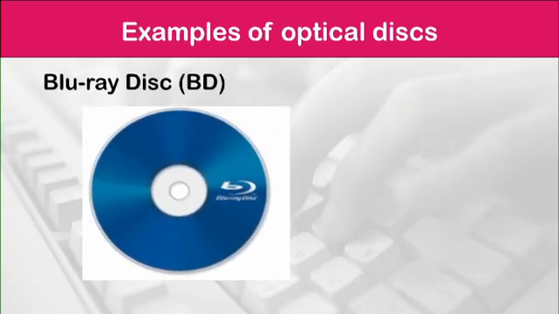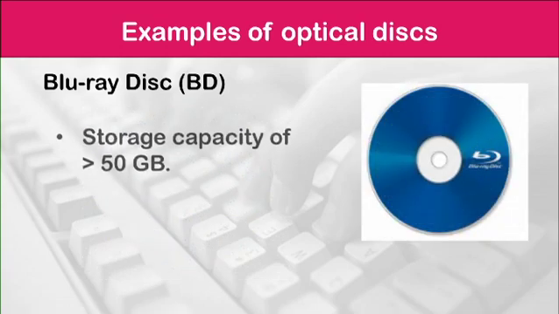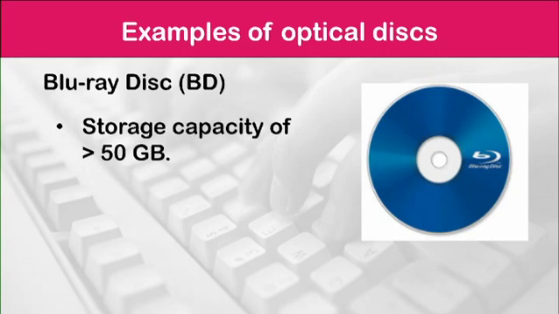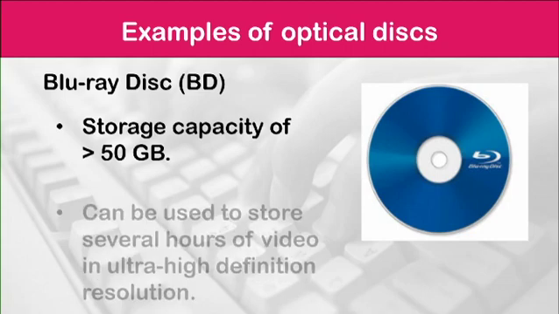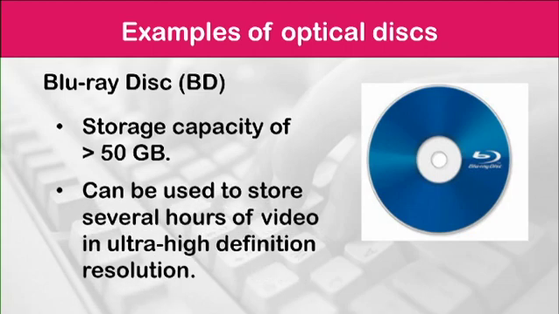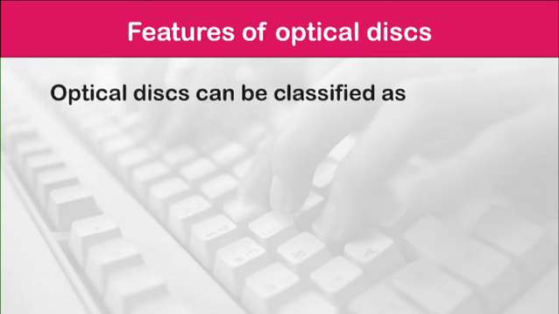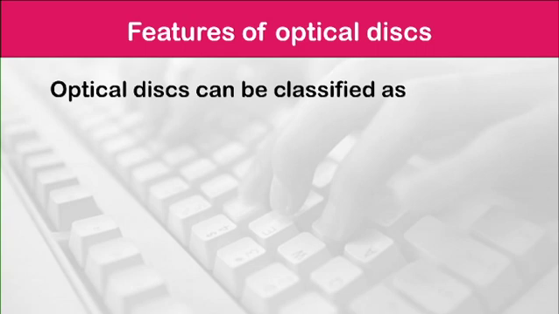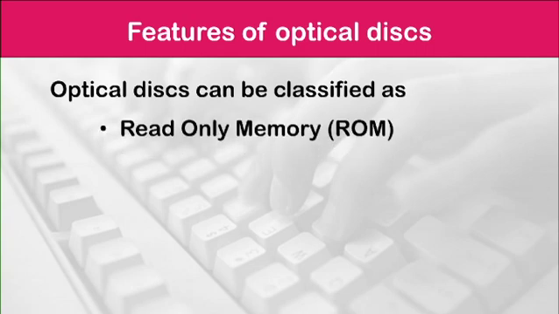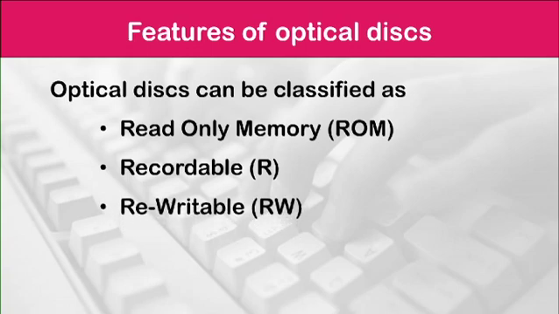A Blu-ray disc is also an optical disc. It has a storage capacity of greater than 50 gigabytes. It can be used to store several hours of video in ultra-high definition resolution. Optical discs can be classified as read-only memory, ROM, recordable, R, or rewritable, RW.